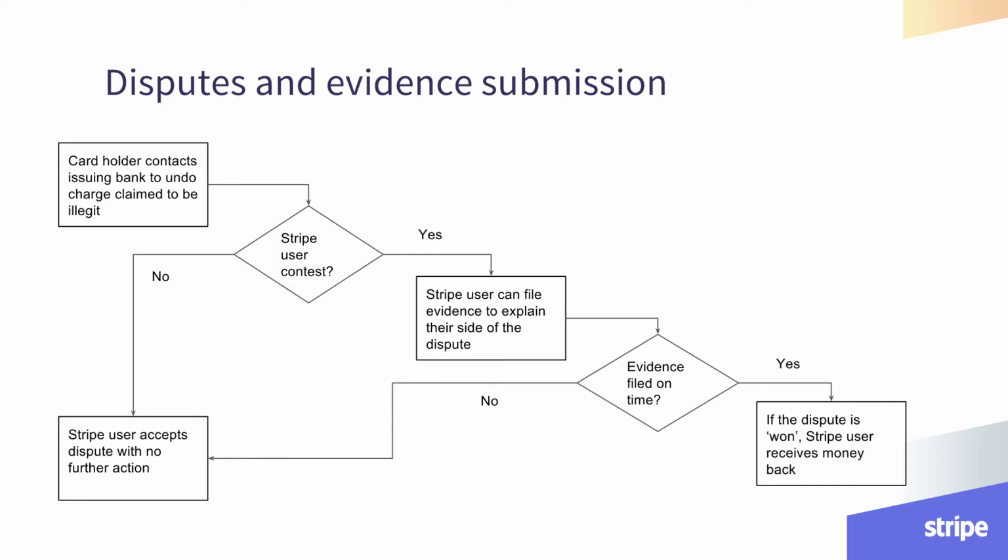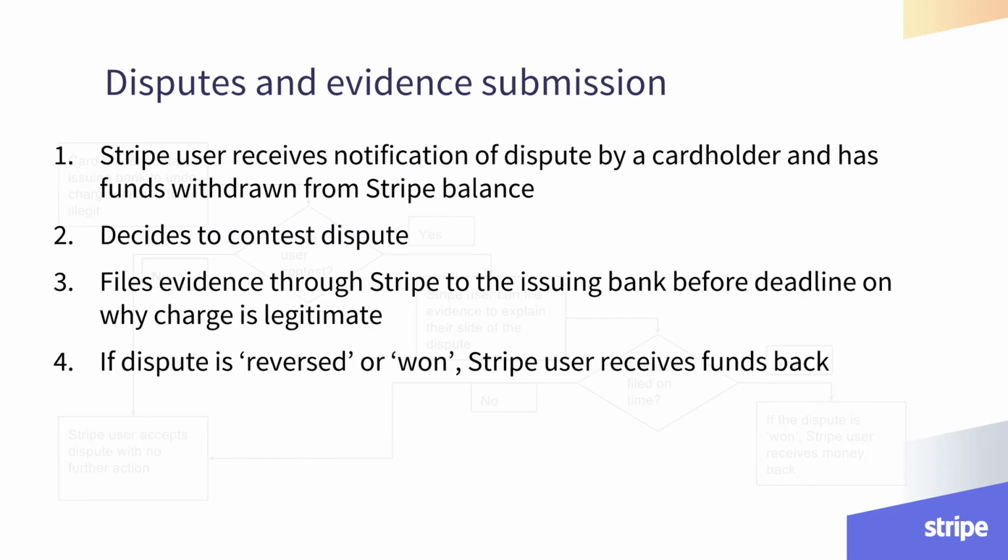Before I begin the discussion of experiment analysis considerations, let me give you a little background on disputes and evidence submission. Even in very simplified terms, it is still kind of complicated, so I'm going to boil it down to 4 basic steps relevant for the issue at hand. Consider the situation where a Stripe user receives notification of a dispute by a cardholder and has the funds withdrawn from their Stripe balance.